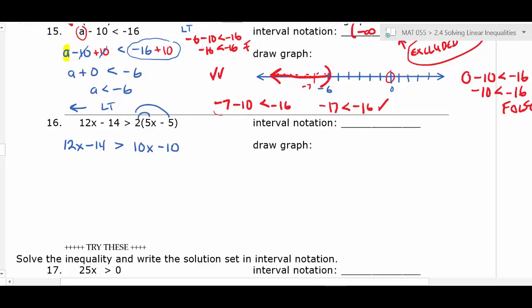Like that. Now you can rearrange from both sides if you want to. I'm just going to get my x on the left, so I'm going to keep this where it is. I'm going to move the 10x, so I'm going to subtract 10x from both sides. I'm going to bring down the greater than symbol. I'm going to leave the negative 10 where it is, and I'm going to move the 14. So I need to add 14 to both sides like that.